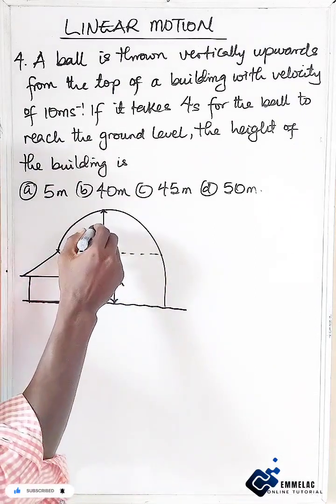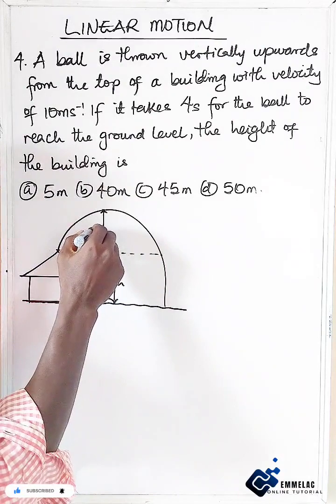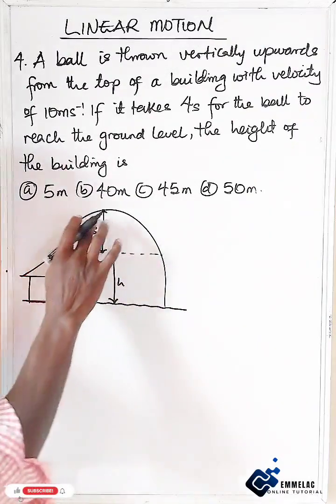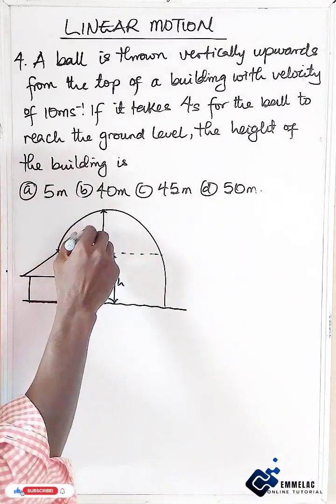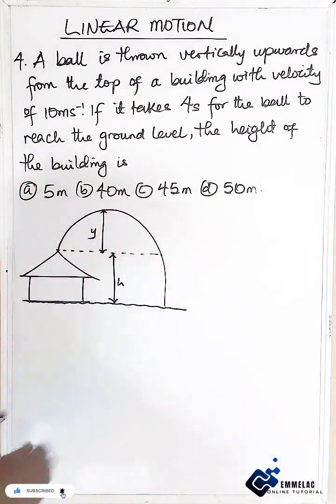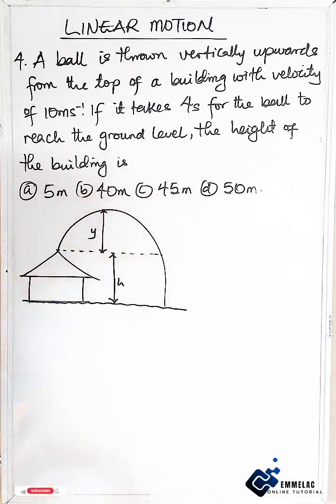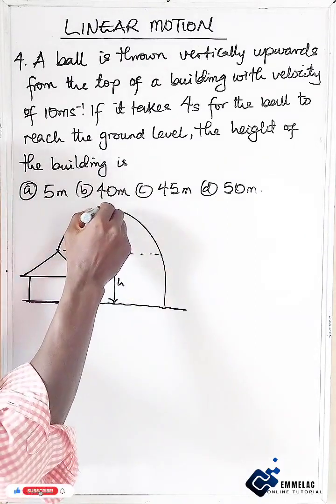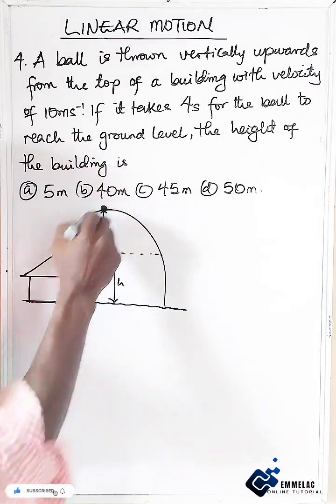Let us say this is s. Okay, let me just use y. Okay, alright, and we are told here that the total time is 4 seconds. Alright, to this end, let us find the time it takes the ball to get to this point.